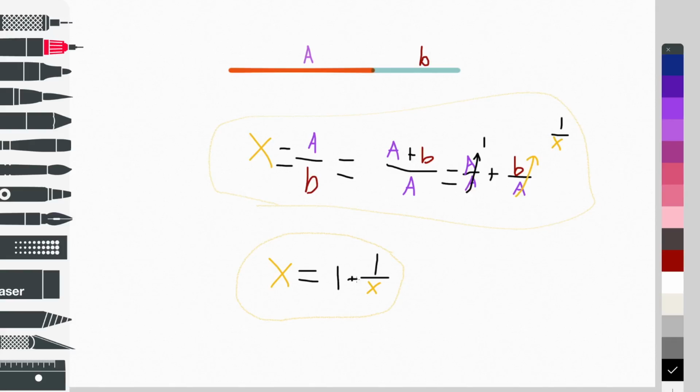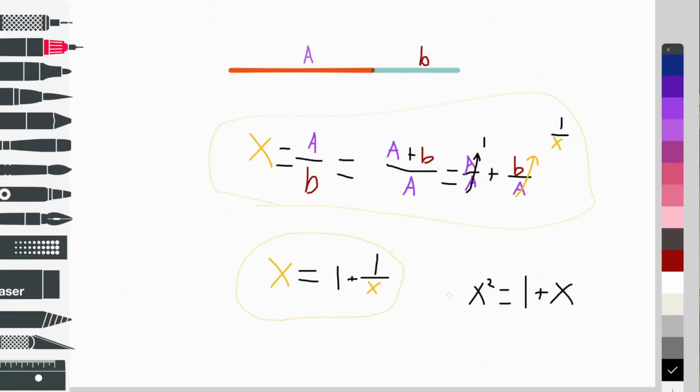So if this is true, then you should be able to multiply both sides by x to get rid of x here. So let's do that. If you multiply both sides by x, it's just going to end up as x squared is equal to 1 plus x. If you think about it, that makes sense.